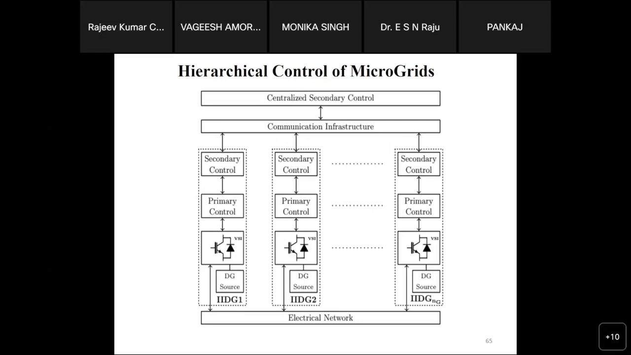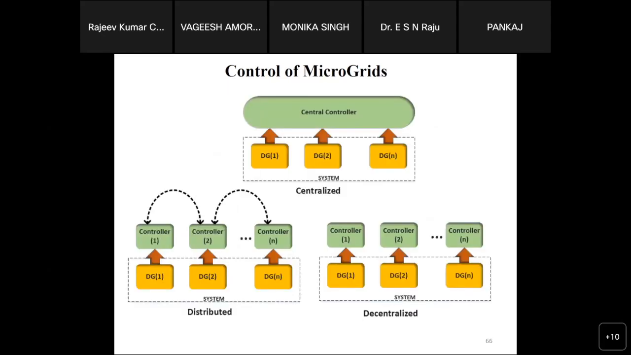So when we see the hierarchical level control, we are simply combining the decentralized control as well as the centralized control. As we can see, upon the primary control of all the DC units, all the DER units, you will have the secondary control, and upon that you will have the centralized secondary control. In between you have the communication infrastructure. So even if there is any failure of the communication infrastructure, we can still maintain the minimum stability with the secondary level decentralized control.